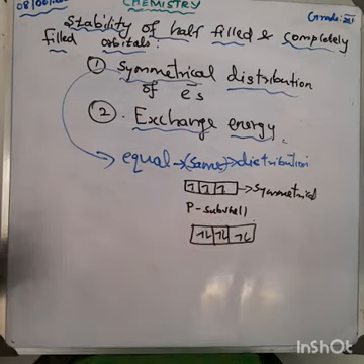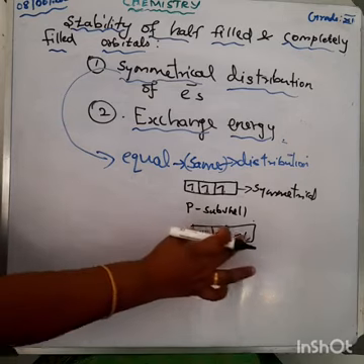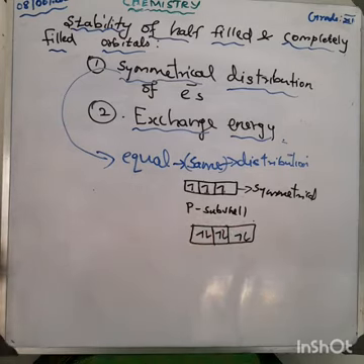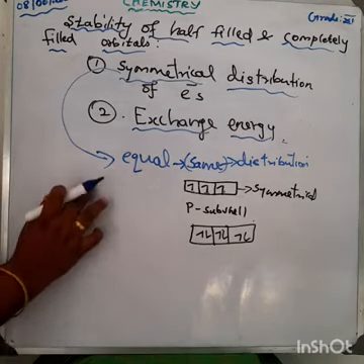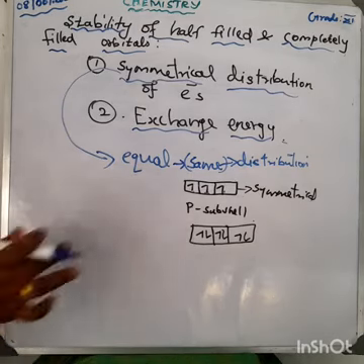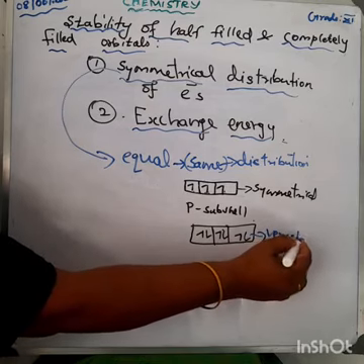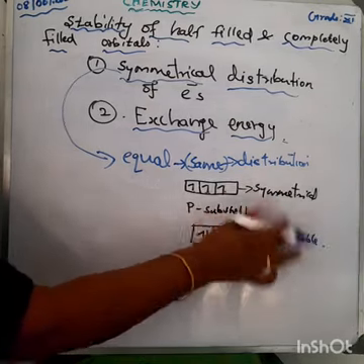All the 6 electrons are strongly attracted by the nucleus. So it is difficult to remove electrons from this outermost orbital, and it becomes very stable. So a half-filled or completely filled orbital is very stable because of the symmetrical distribution.